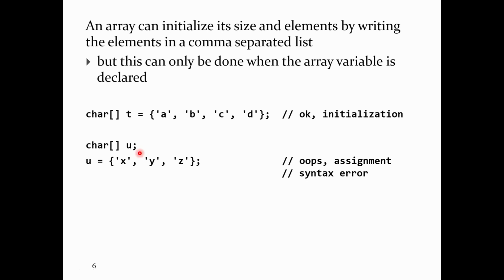If I try to write the following, car square bracket U, and remember, this says that U is a variable that can hold an array, but there's no array yet. If you then try to write U equals squiggly brackets X, Y, Z, you'll get an error. The compiler will say you cannot assign to an array variable, and that's true. In Java, if you have an array variable, U or T, you can't reassign that variable to be something. You cannot assign an array to that variable.